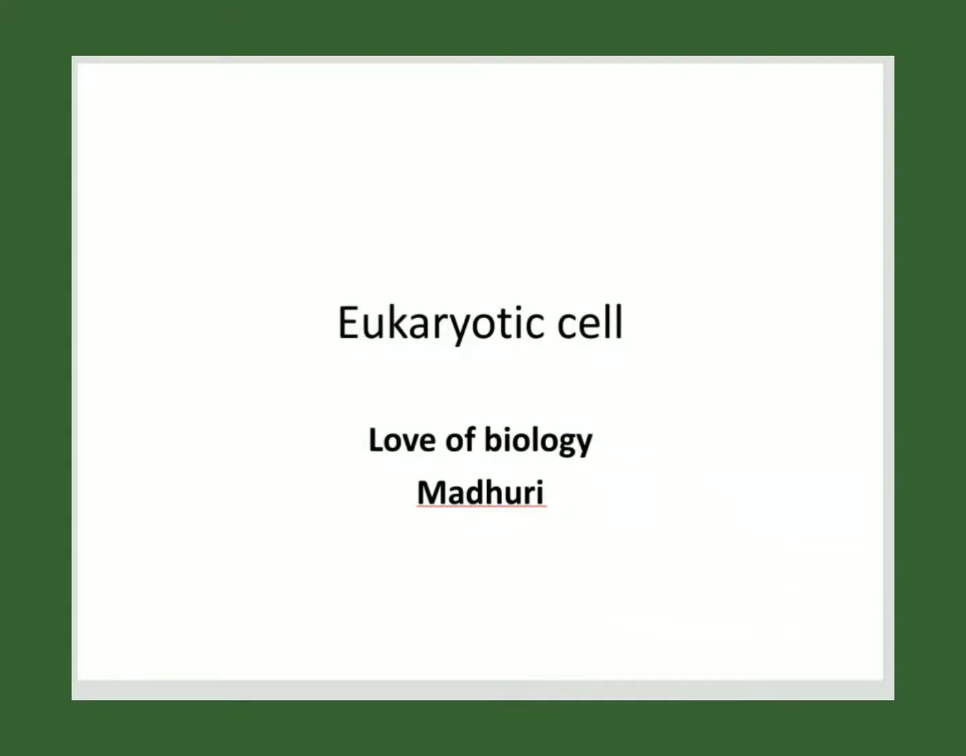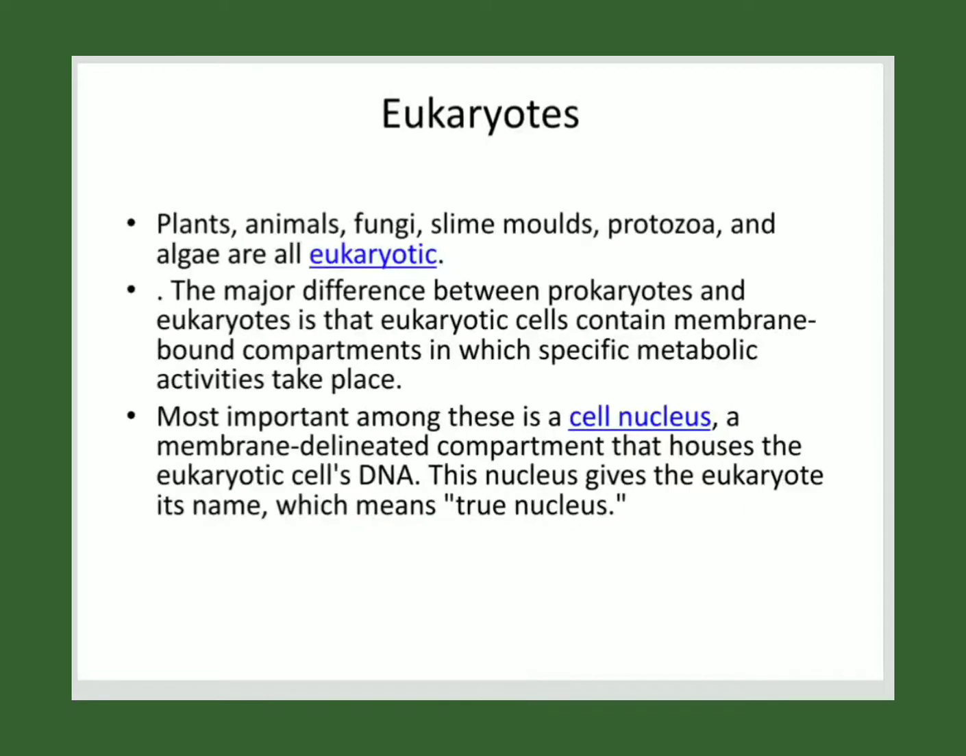Today we are going to learn about the eukaryotic cell. Eu means true and karyotic means nucleus. So we are learning about true nucleus containing cells. So what are the examples for that? Plants, animals, fungi, slime molds, protozoans as well as the algae.